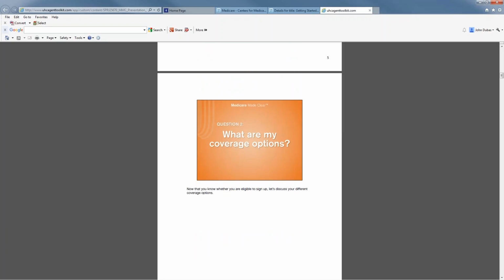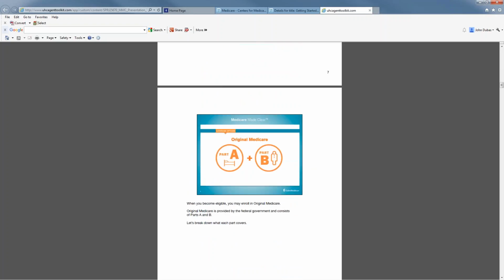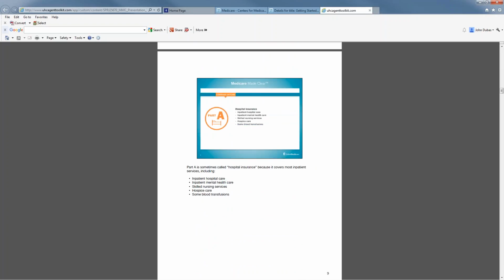The coverage options that you have: 4 different parts of Medicare that cover health-related services. Part A, Part B, Part C, and Part D. And then there's also something called Standardized Medicare Supplement Insurance Plans. We're going to talk about each of them in detail and look at the option that will best fit your healthcare needs and budget. Part A and B, well, this is original Medicare. And let's break down what the parts cover.